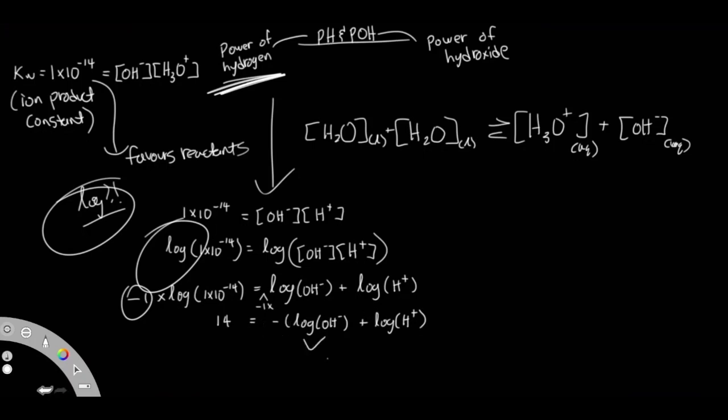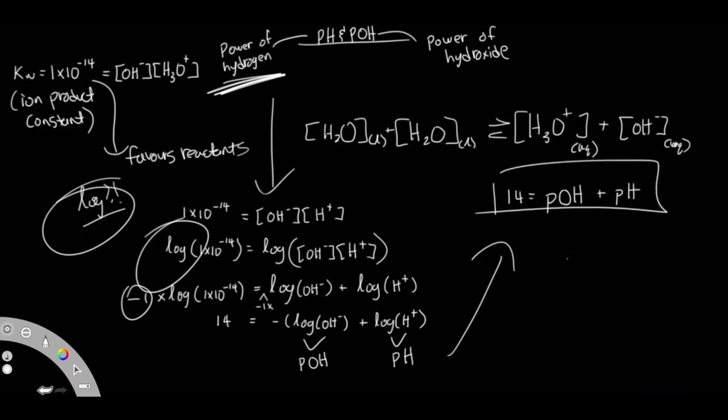So what can we mention here? This negative log of our OH minus is now known as the pOH, our power of hydroxide. Similar thing here, our negative log of our H plus is known as the pH. So if we were to bring this up here and deduce a little statement, 14 is actually equal to our pOH plus our pH. This is a very important formula that you have to remember.